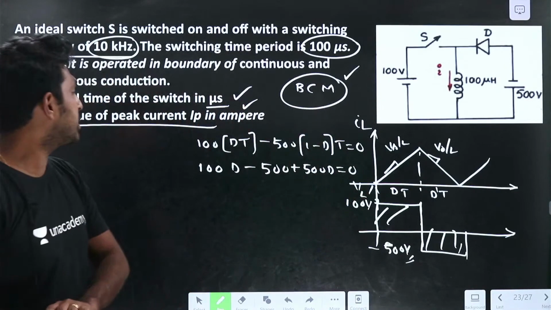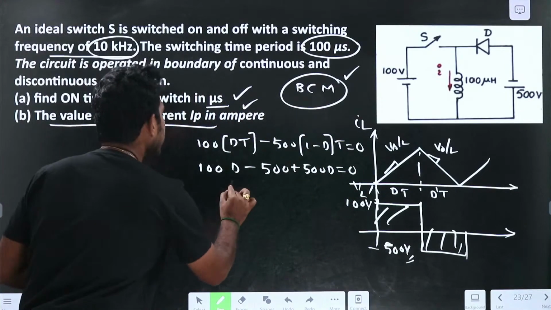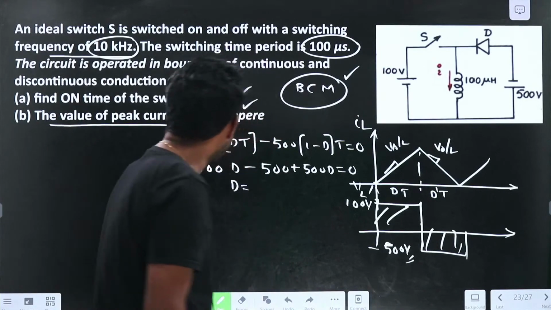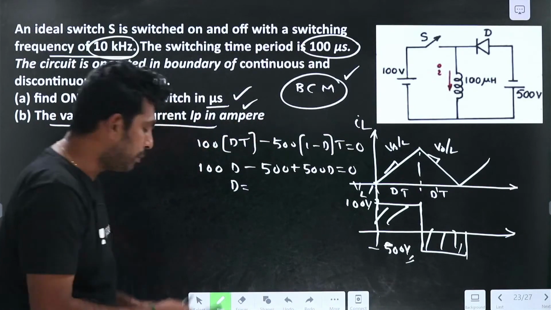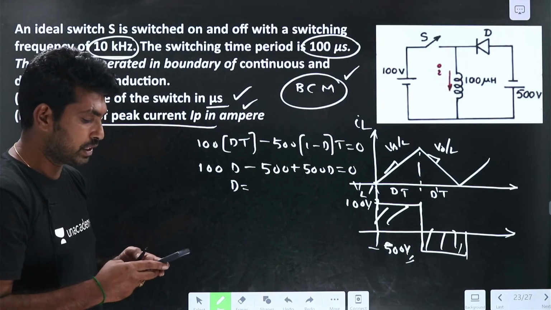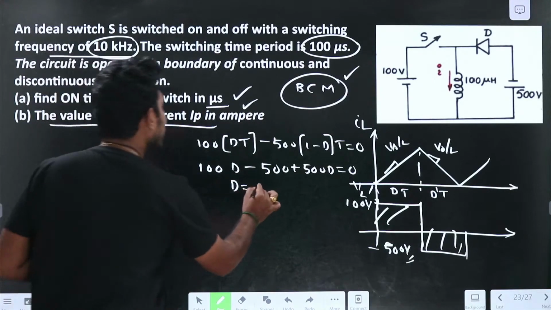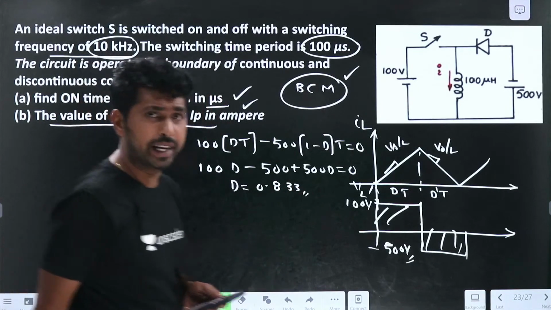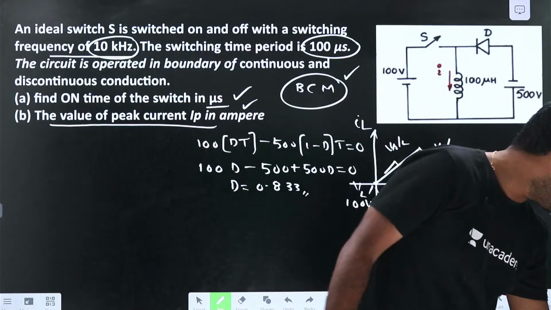Now if I substitute, what is the d value here? Let us find the d value. The d value would be 5 by 6, which is 0.833. So now we got the duty cycle as 0.833.